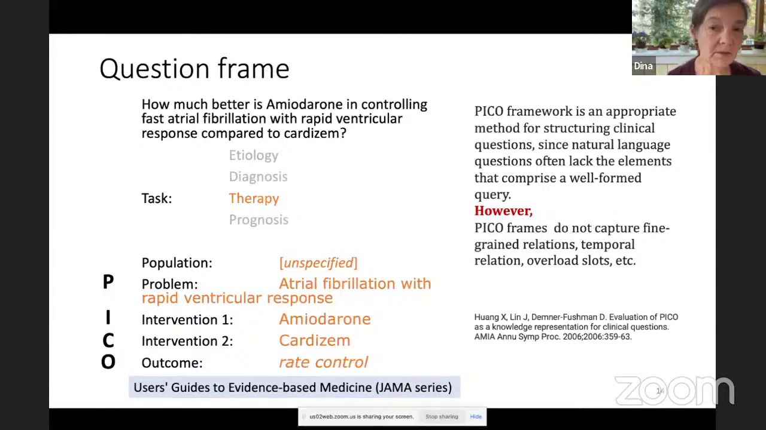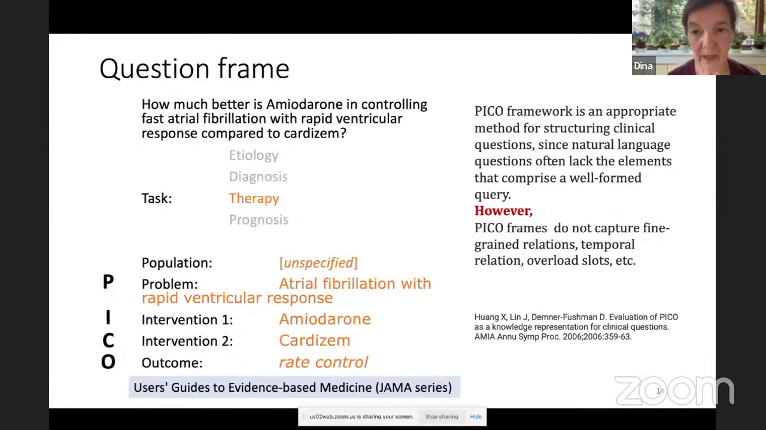So the patient is not exactly described. We don't know the age of the patient or anything else about the patient, but the problem is stated very specifically. It is the atrial fibrillation. And then the two drugs that the physician is considering are listed, and we know that what the clinician wants to achieve is the rate control. So this is how they were taught to populate that PICO frame and then use that frame to look for the answers.